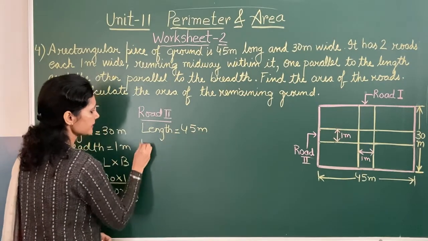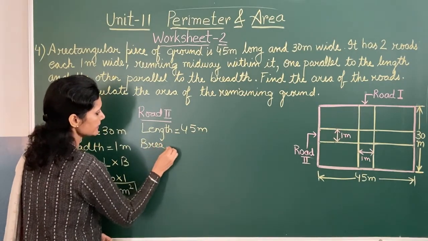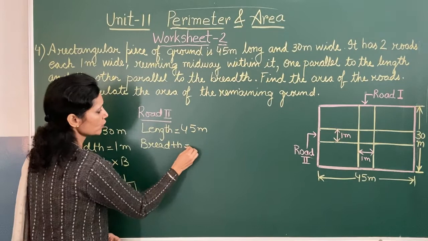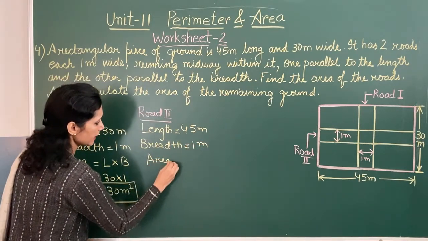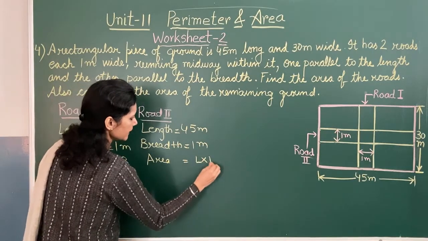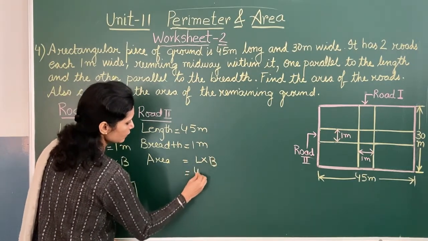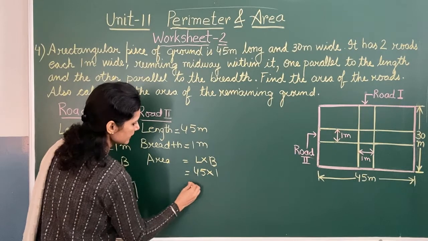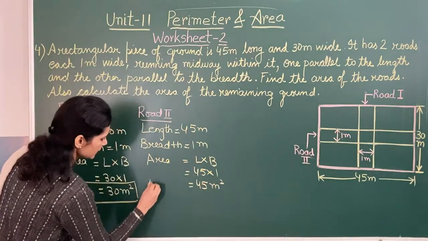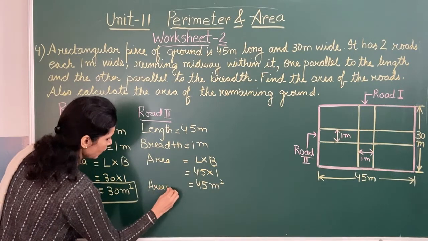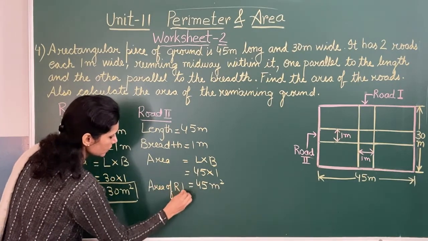And the breadth is the same in both the cases. Breadth is the width of the road, that is 1 meter. So now we can find out the area. Area is equal to length multiplied by breadth, that is equal to 45 multiplied by 1, that is 45 square meters. So this is the area of road 2.